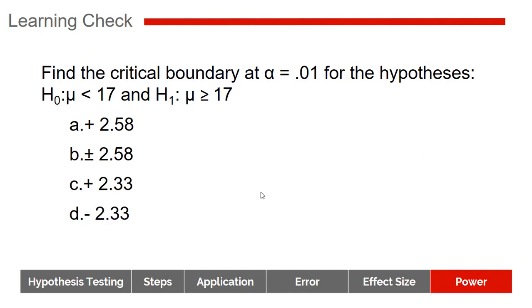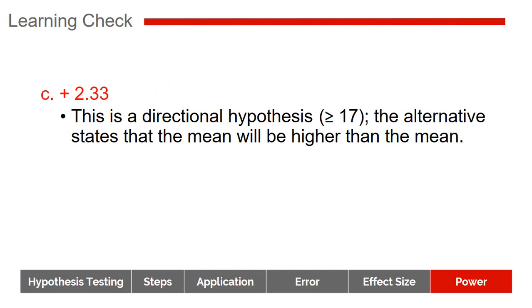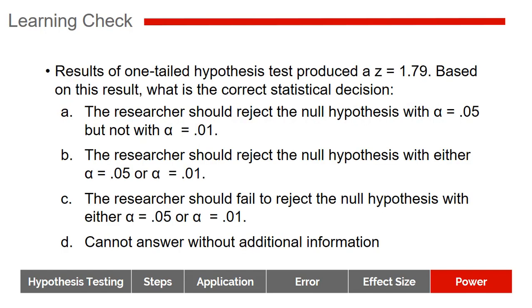Now let's look at the direction of our hypothesis. The alternative hypothesis says that the mean is going to be greater than or equal to 17. So we're looking for a positive result. And so our answer then is a positive 2.33. Again, this is a directional hypothesis, and the alternative says that the mean is going to be higher than the population mean. Okay, so let's try something else.